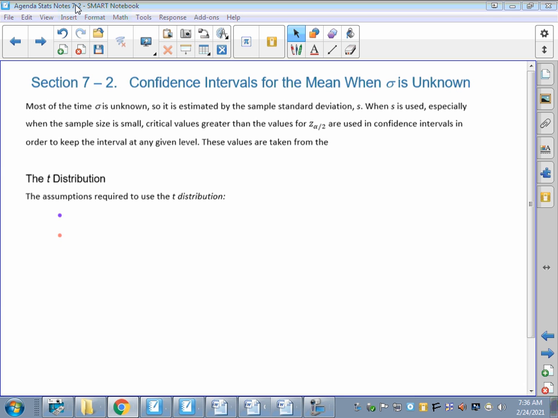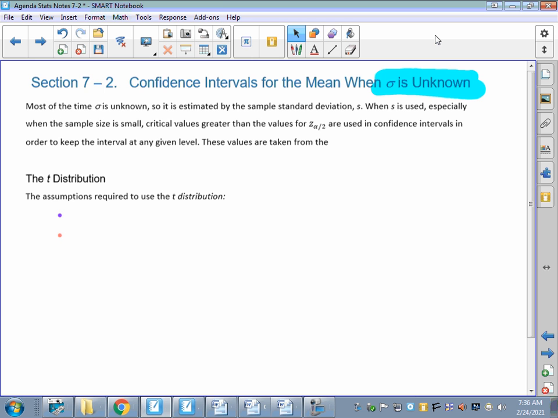So in section 7.1, we talked about constructing confidence intervals. And I pointed out a couple of times during the notes that in section 7.1, we knew our population standard deviation. I need to make sure that I point out that sometimes we do not know our population standard deviation. Sometimes we don't have that information. So this is when we don't know sigma, but we will know our sample standard deviation, our S. Most of the time sigma is unknown, so we use our sample standard deviation S.